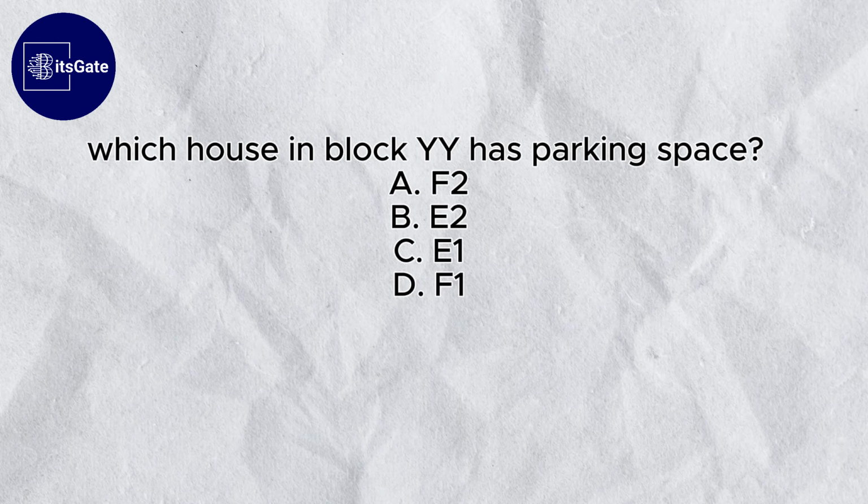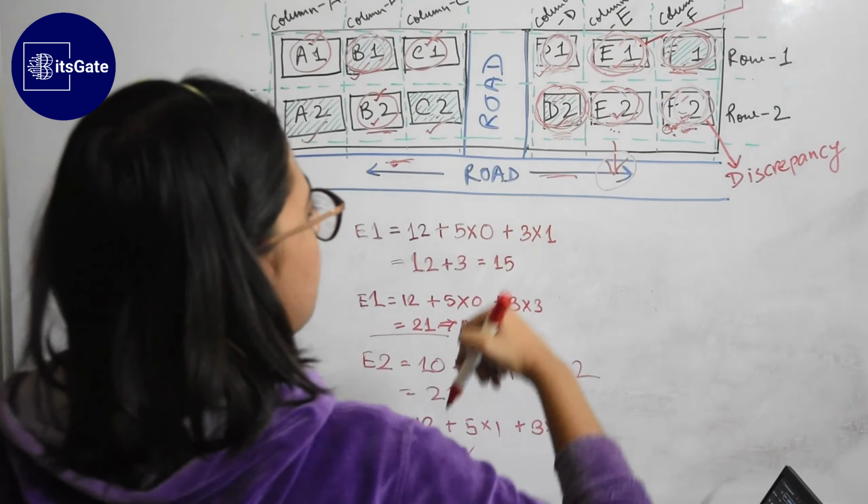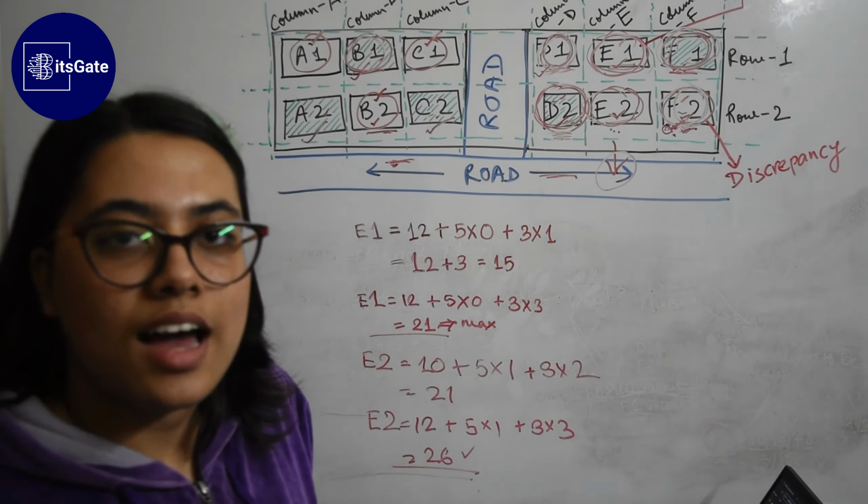Next we have, which house in block YY has a parking space? We can see that in block YY, E1 is having the parking space. So the answer is option C. I hope this was understandable.